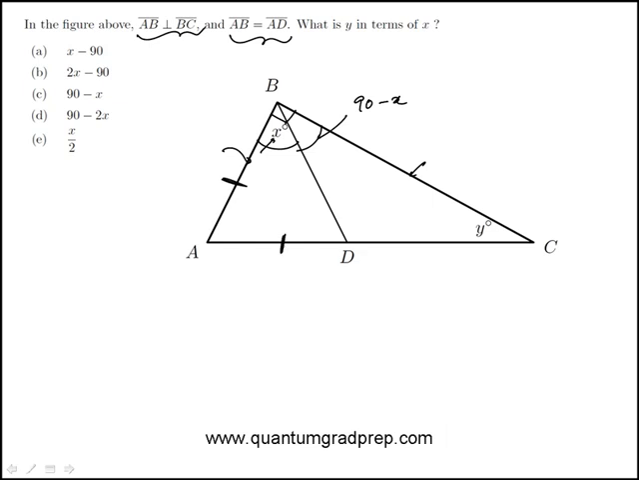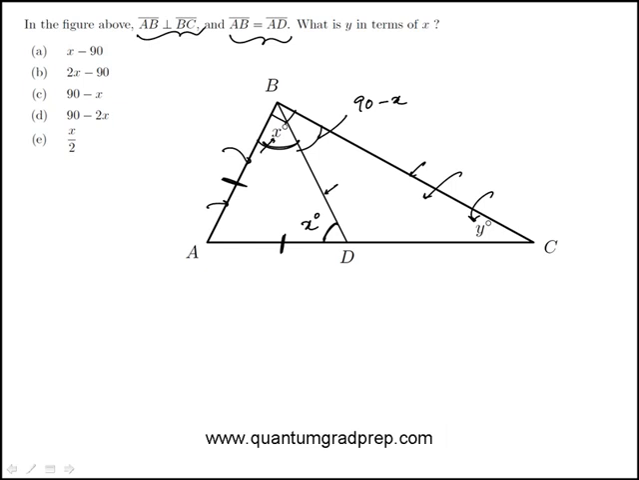You have to be careful. We're not told that this is equal to that. That's probably a common mistake. So AB is equal to AD, which means this angle is equal to that. Since that's x, this is x degrees. And the goal here is to relate y to x.